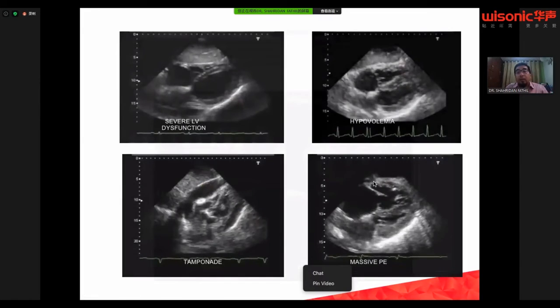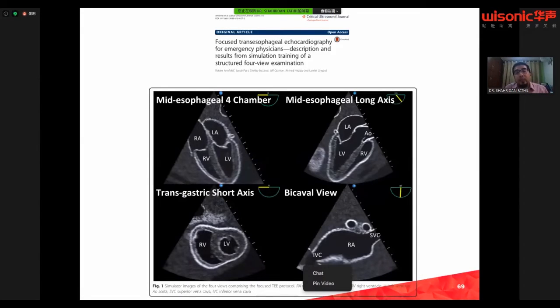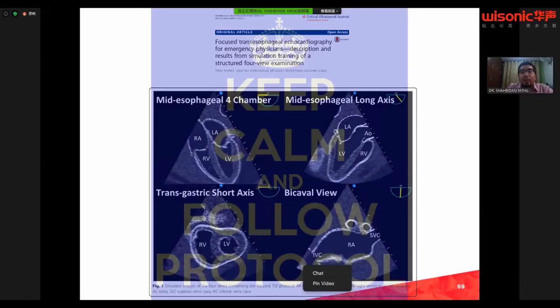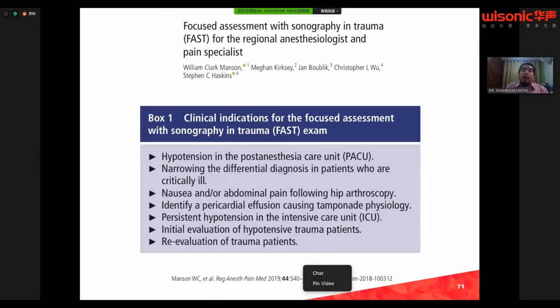There's also been some documentation on the use of focused TE. This is coming from the emergency medicine literature: instead of using 20 or 30 odd views, you only need 4 views to assist you in managing shock patients. One of the first descriptions of point of care ultrasound was focused assessment with sonography for trauma, and it's been part and parcel of the ATLS, looking at possible bleeding in blunt or penetrating abdominal trauma.